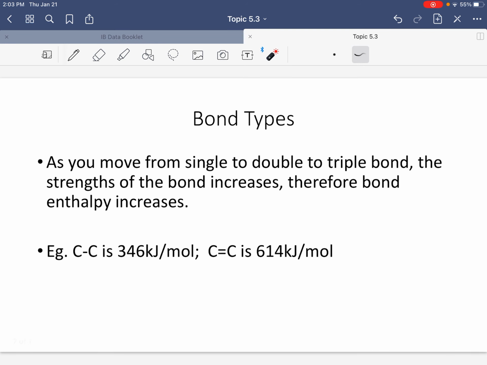All right, bond types, as in single bond, double bond, triple bond. I think I might have said something else earlier, but as you can see, it takes more energy to break a double bond than a single bond. Now, those of you who are biologists, that might not be true all the time.